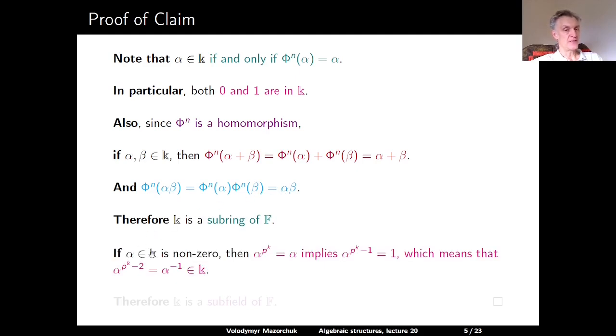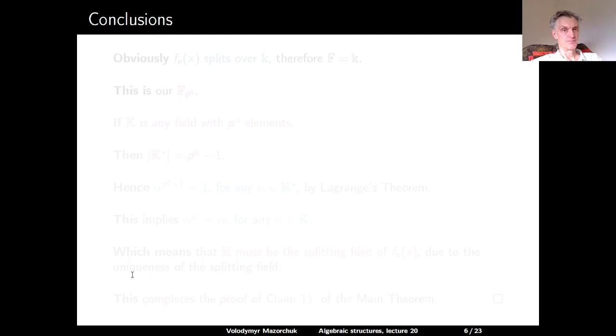Next, if alpha in K is a non-zero element, then by definition alpha to the power p to the power k is equal to alpha. If we divide by alpha, we get alpha to the power p to the power k minus 1 is equal to 1. And this means that the inverse of alpha is equal to alpha to the power p to the power k minus 2. But that's an element in K. And this means that K is a subfield of F. And this proves our claim.